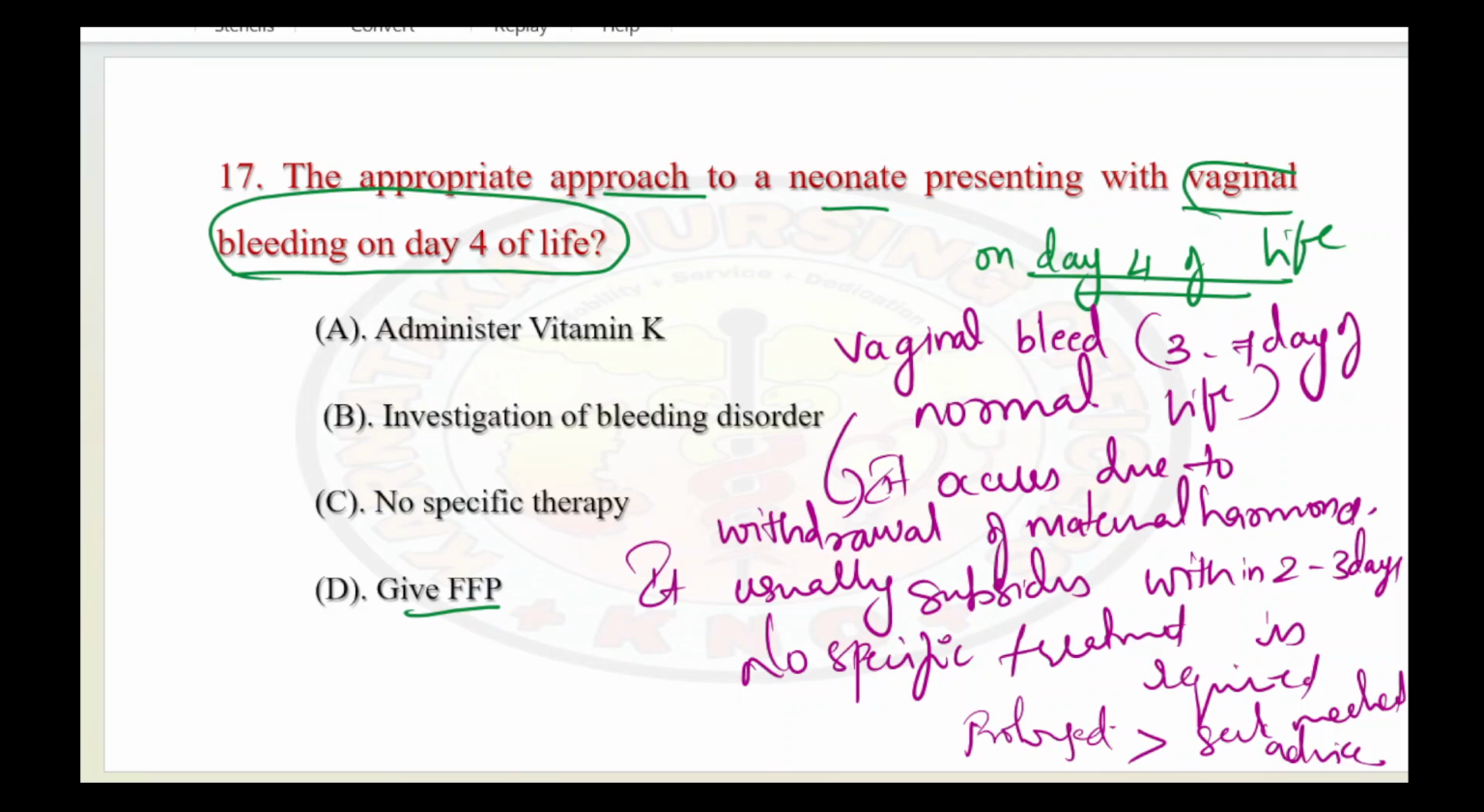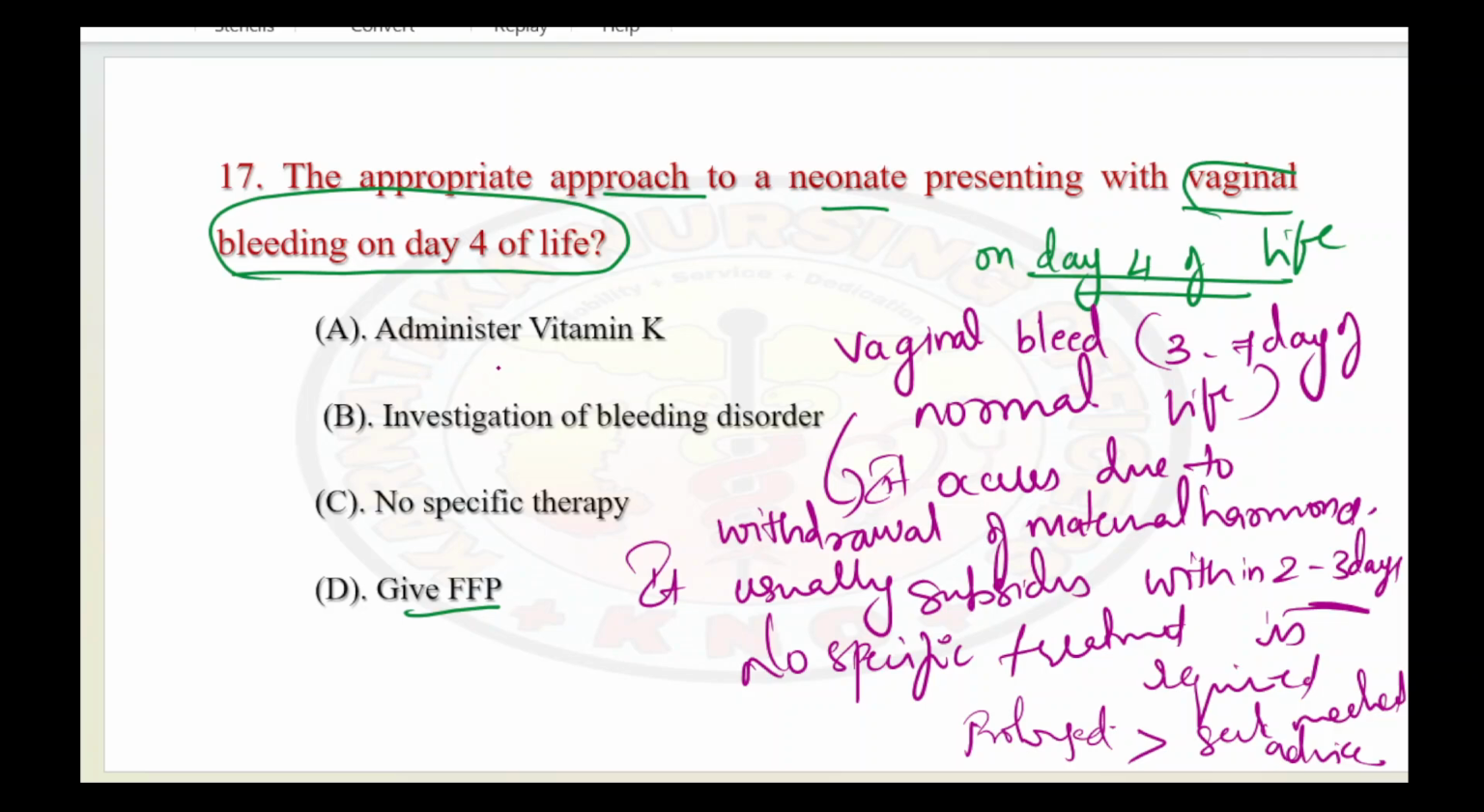So usually it is normal for a female neonate to get vaginal bleed from 3 to 7 days of life, and that will automatically subside within 2 to 3 days. There is no specific treatment required, but still you have to be very cautious. If it is prolonged, continuous bleeding, say for a month, then definitely we have to seek medical attention, but otherwise, on day 4 it is not required.